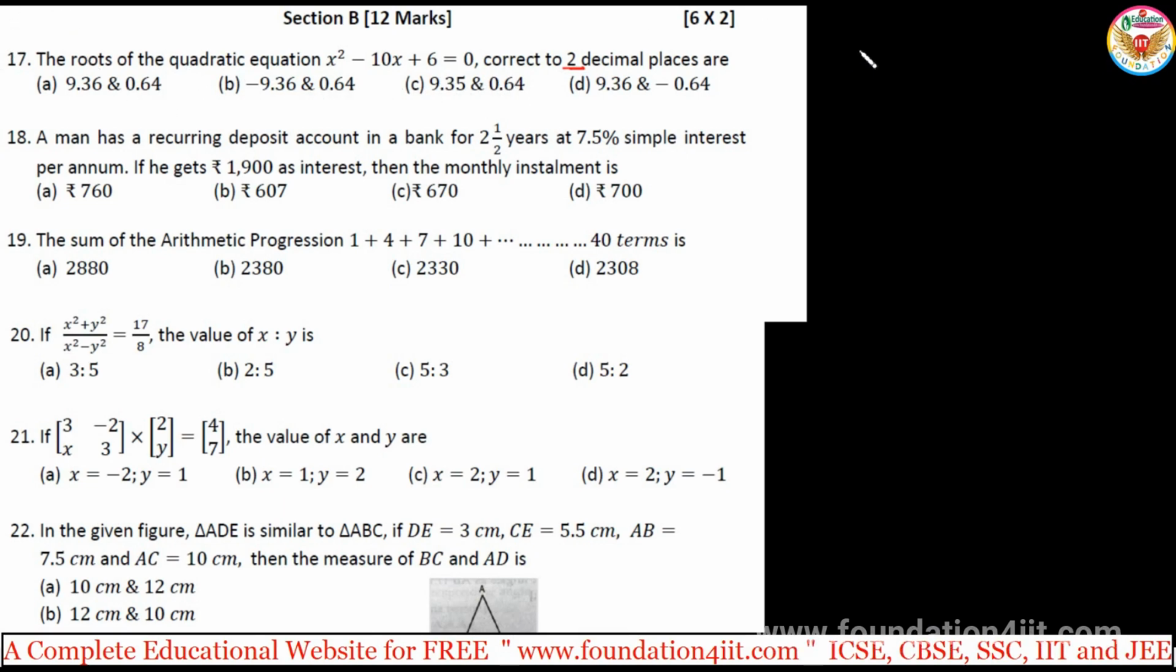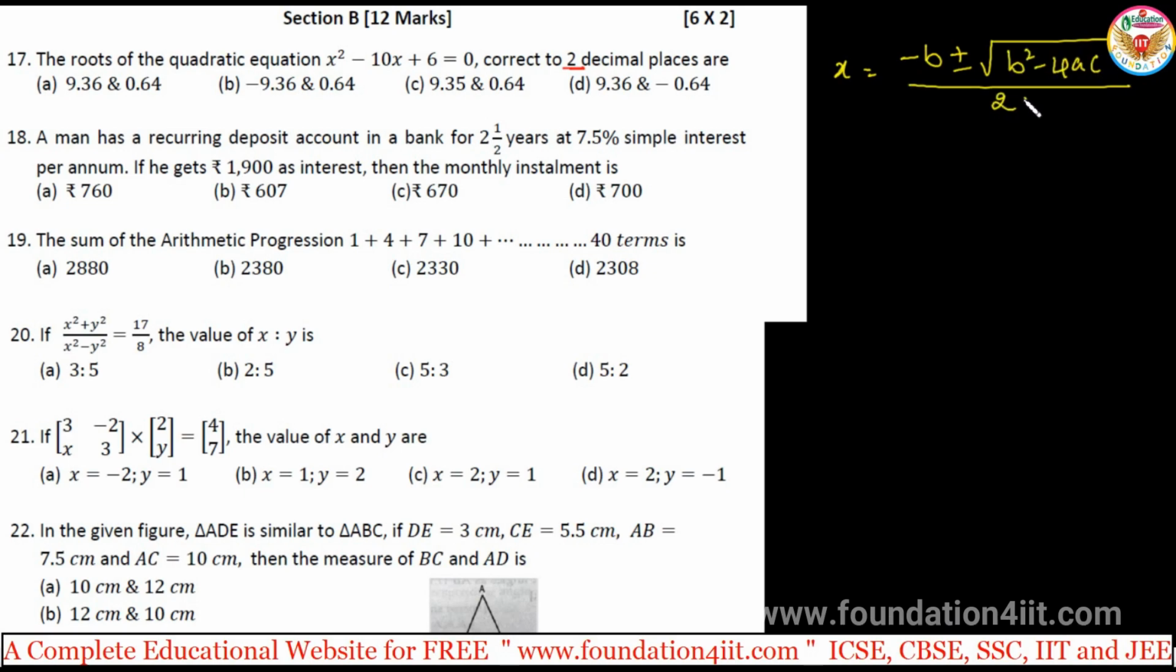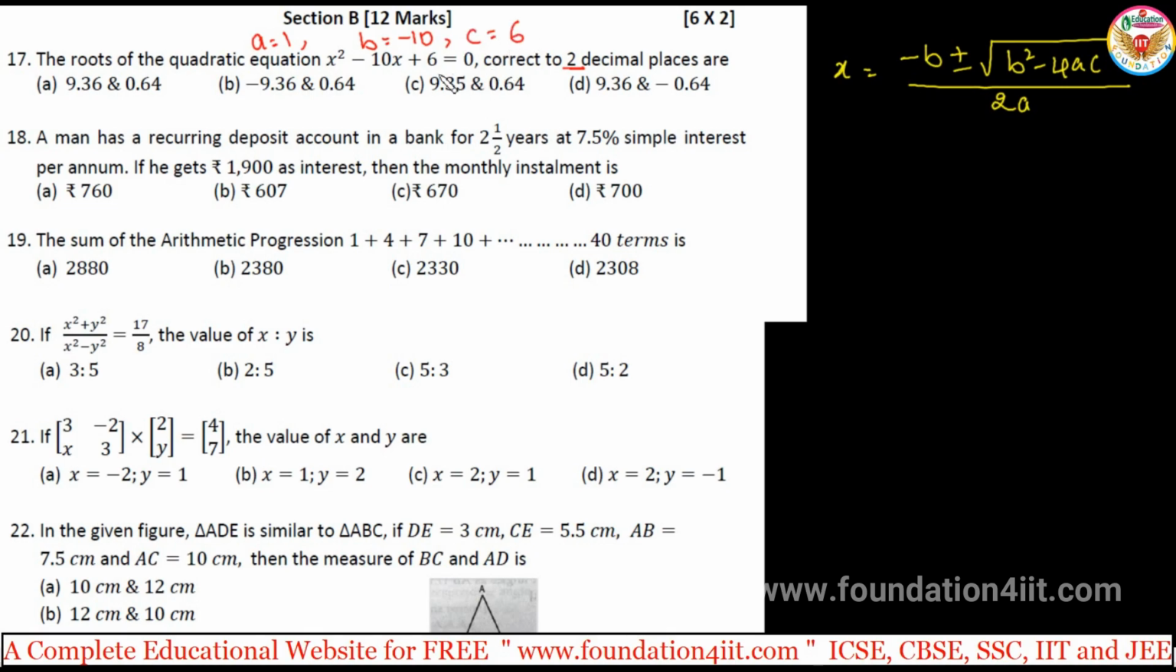So for this we need to use the formula: x is equal to minus b plus or minus under root b square minus 4ac divided by 2a. Here a is the x square coefficient. In this problem, a is equal to 1, the x square coefficient, b is equal to the x coefficient, minus 10, and c is the constant, that is 6. You just substitute in this formula and find the value of x. Okay, you can continue doing that. I'm only showing the answer.